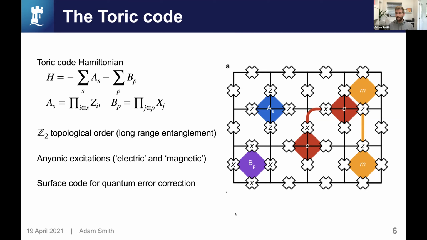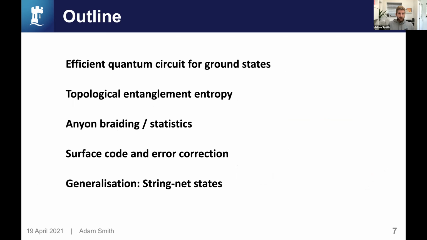And another reason why this is such an interesting model, besides being the simplest example, is that it's probably one of the most directly useful examples of topological order. It's one of the leading designs for a surface code used for quantum error correction. Okay, so that's an introduction, setting the scene.